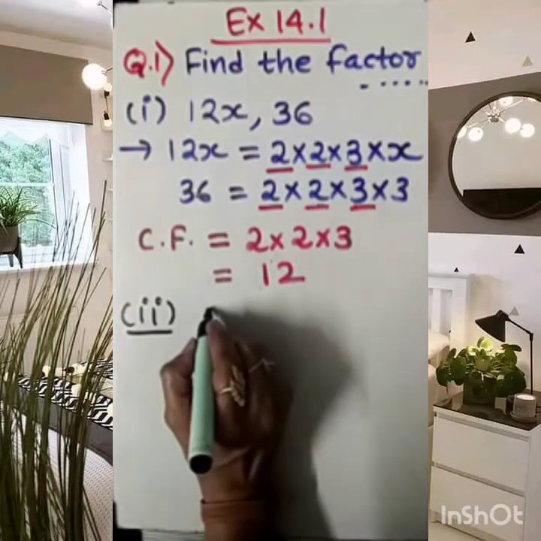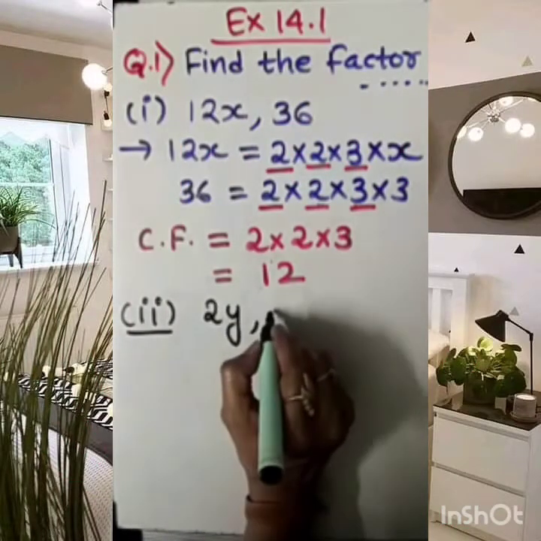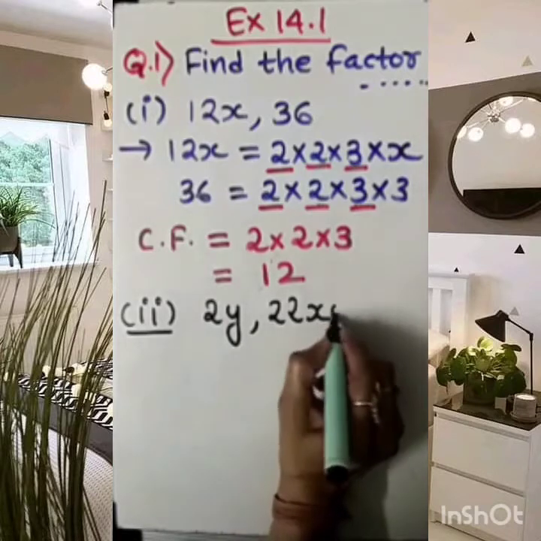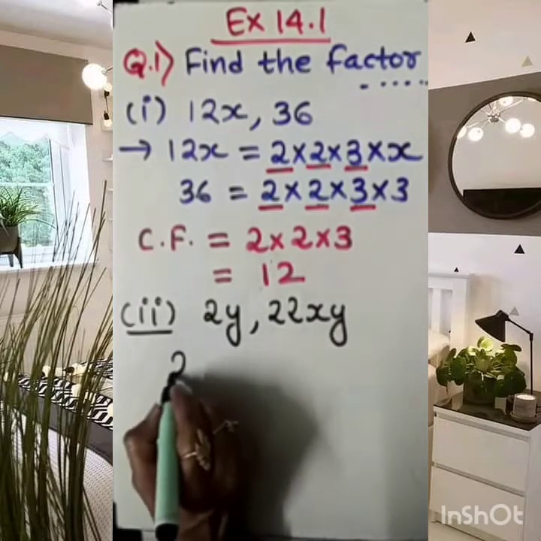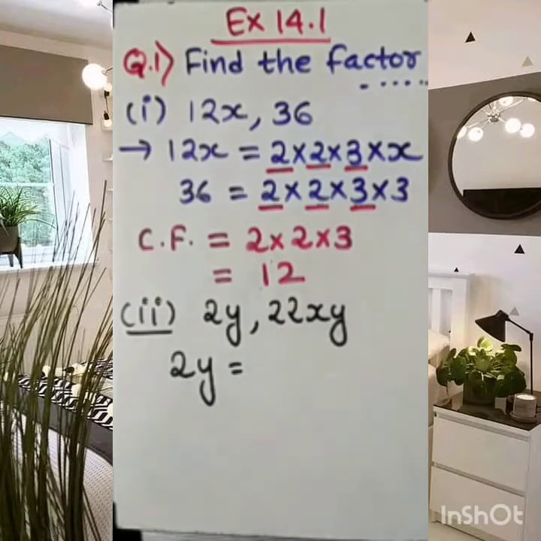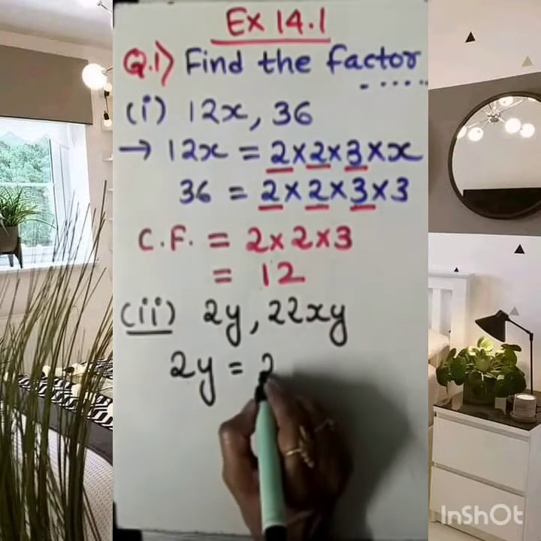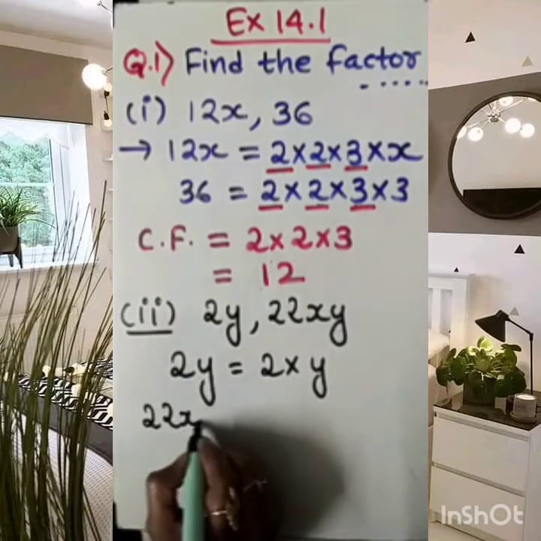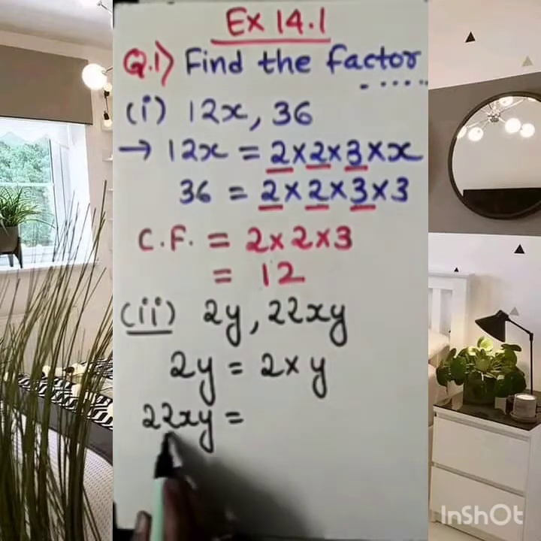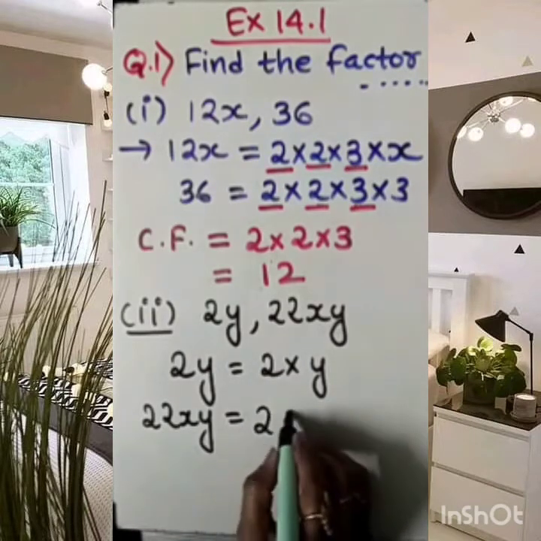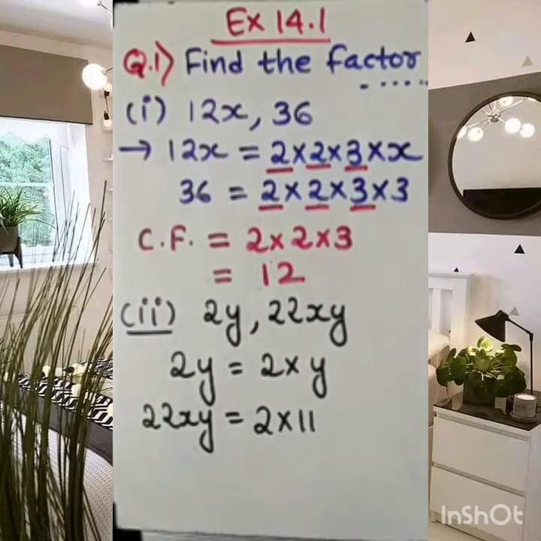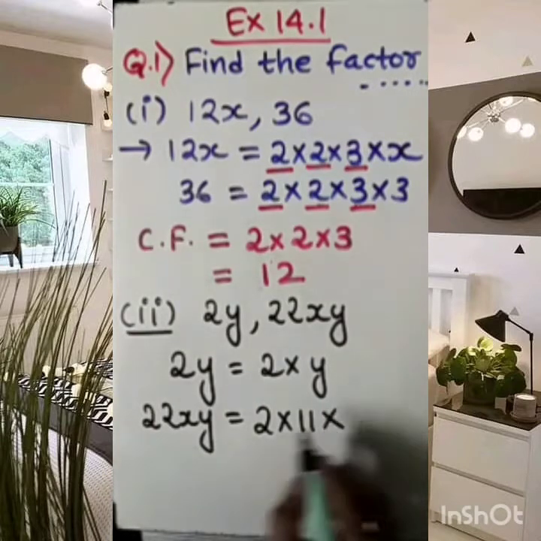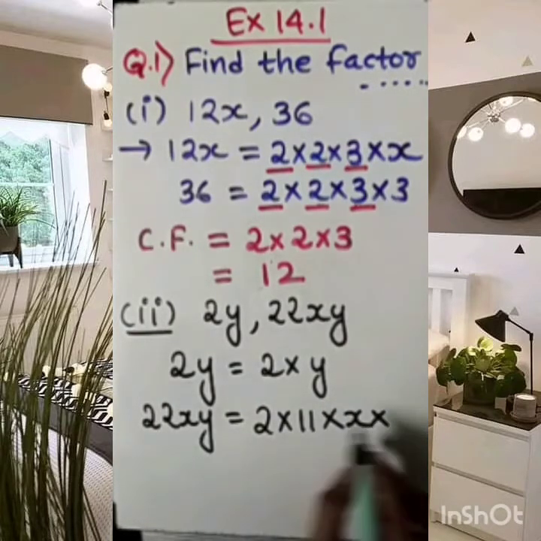Similarly, let's work out the second. The first term in the second question we are given is 2y, and the second is 22xy. Fine. So let's go with 2y. The factors of 2y are 2 into y. Let's work out the other term 22xy. First of all, the factors of 22 are 2 into 11. We know that 2 into 11 is 22, and this is x and this is y.